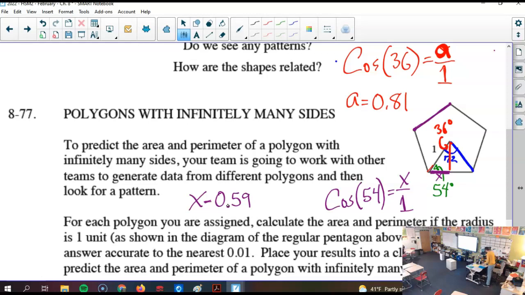Close only counts in horseshoes and hand grenades. Wait, close counts in horseshoes? Yeah, you get a point if you're one horseshoe within distance of the pin. Oh, yeah, that's where that saying came from. I've never heard that. And if you get a hand grenade close to your target, it's probably going to do what you want it to do. Unless the person's like Captain America crazy and just picks up the grenade and tosses it back.